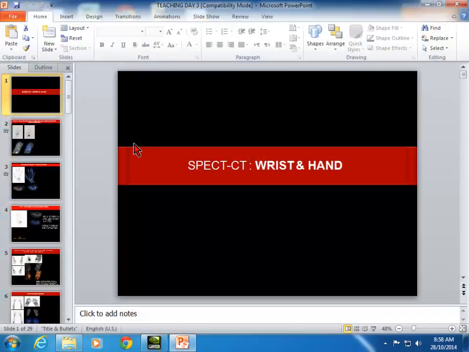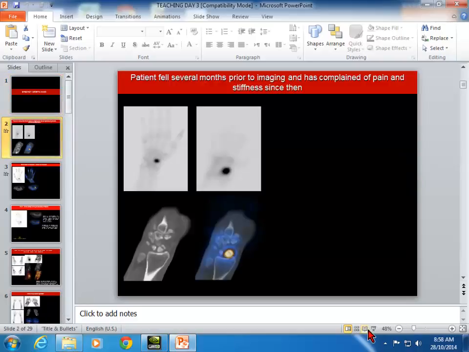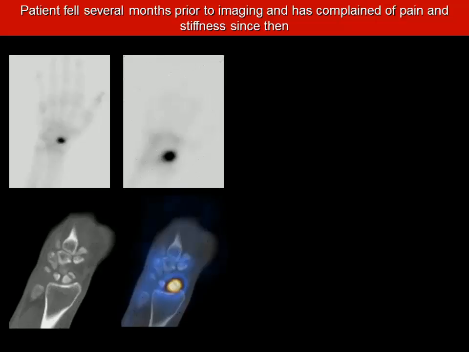Morning everybody. I'll show some few clinical examples, then Rizwan will teach about anatomy. This is a patient who had a fall a few months ago prior to imaging and complained of persistent pain and stiffness since then. As you can see, there is a breach in the scaphoid bone and a diagnosis of scaphoid fracture was done.